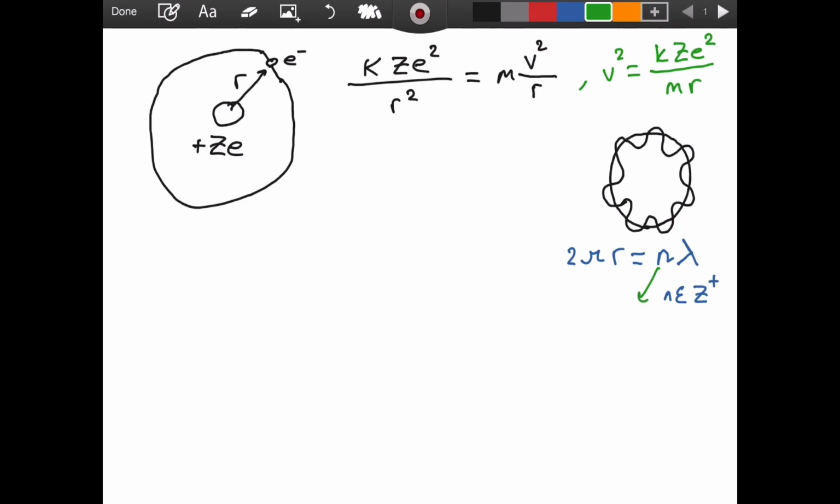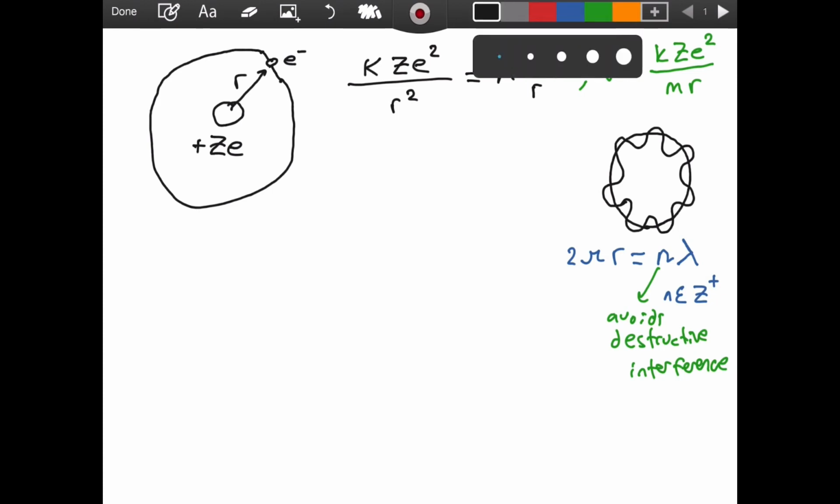So this n avoids destructive interference. Okay, this is very important, and this might be a tricky idea, I know. So if you have any concerns about this, please write that in the comment section and I will try to answer all of your questions.